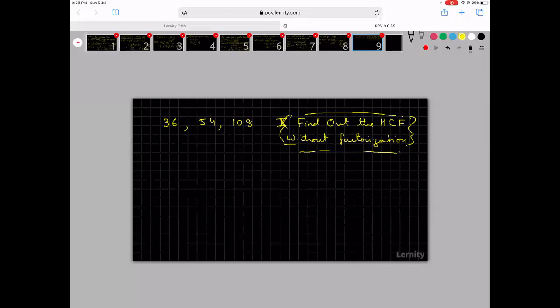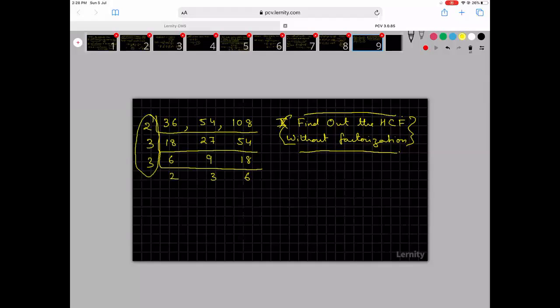See, there are multiple techniques. One way that you will do it is factorization. So you will take 2 common. So this is 18, this is 27, this is 54. Then again you do this, you get 3 here. So 3 here, 6 here, 9 here, maybe 18 here. Then again you will do this, and then you will get 2, 3, 6. So the HCF is 9 into 2, 18. 18 is the HCF.